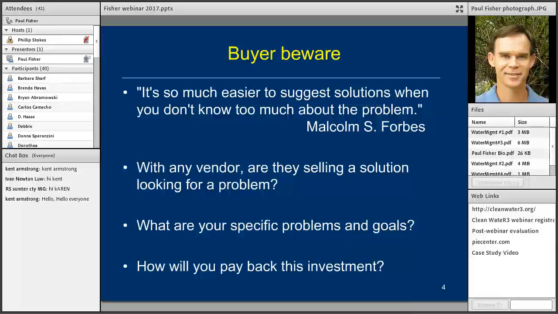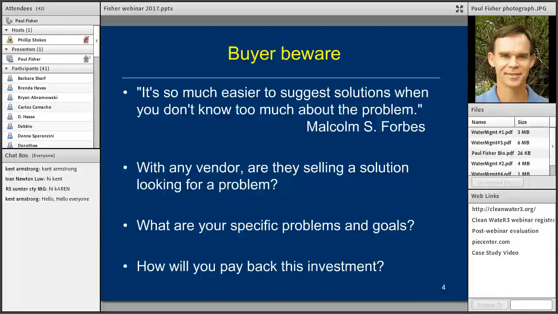So there are some things to think about as you interact with vendors or consultants who may be helping you with your water issues. It's not that I'm suggesting that the technologies are not good. It's just that every technology is only going to solve a specific set of problems. And it's so much easier to suggest solutions when you don't know too much about the problem. So you really want to look at your irrigation water, the water quality, and not only the technology that might be put in place, but some of the secondary effects of how that's going to work around all the other aspects of your main business, which is producing plants.